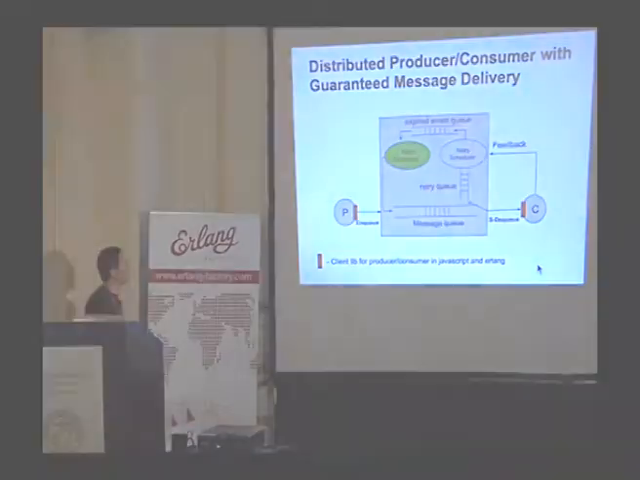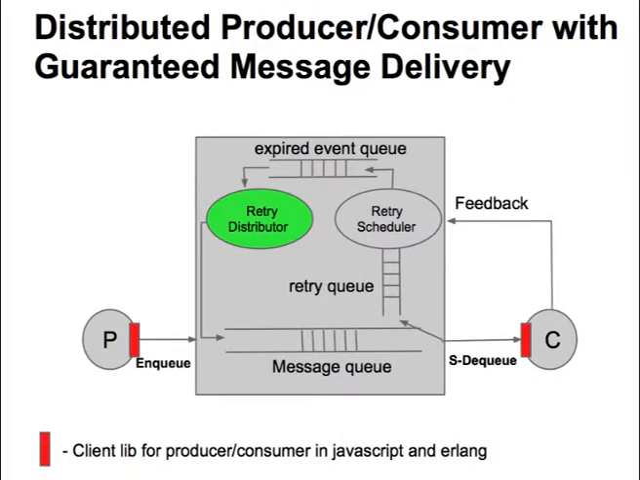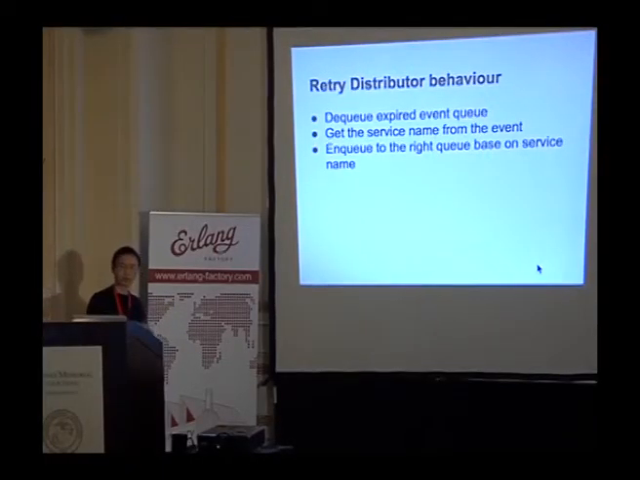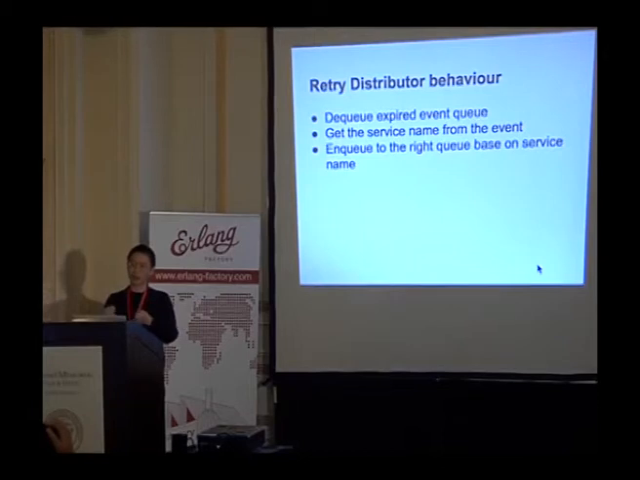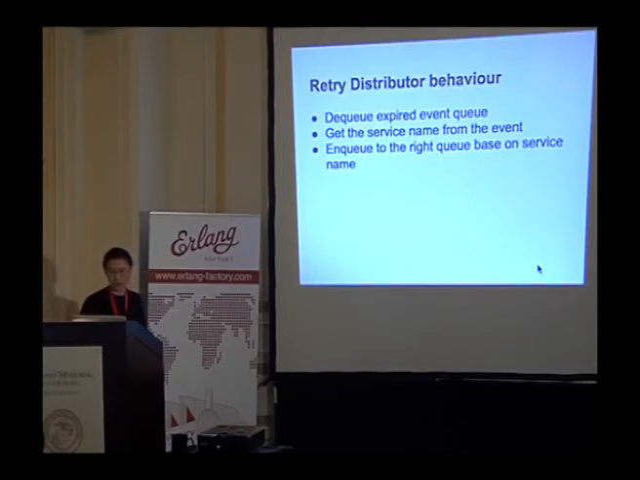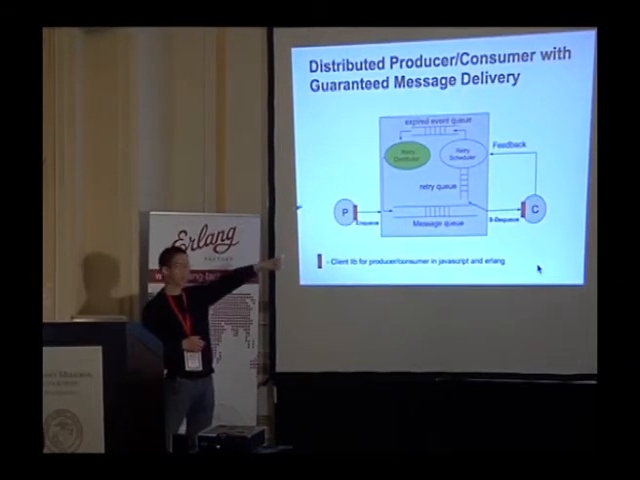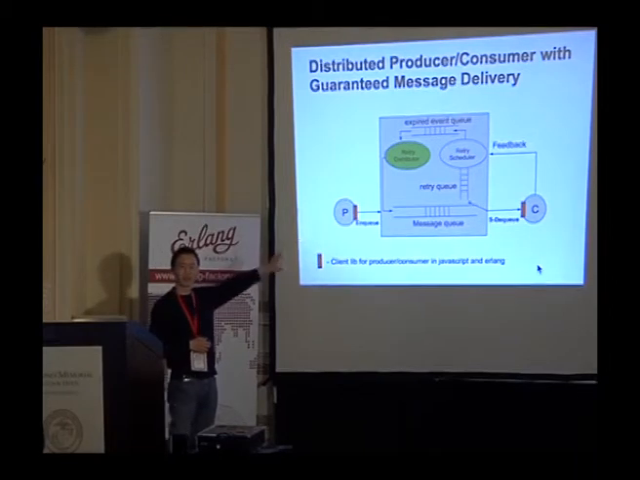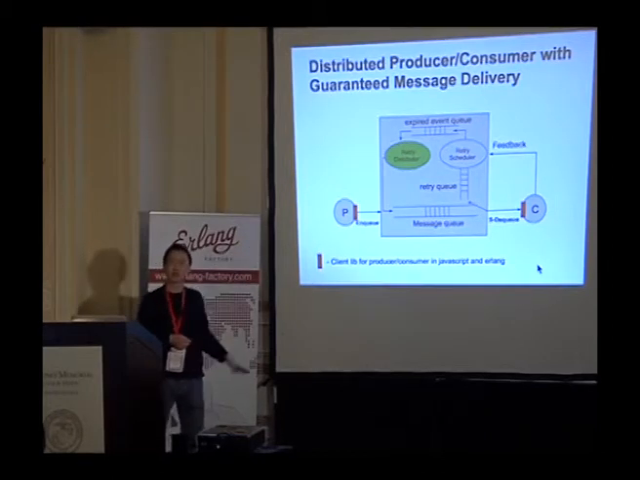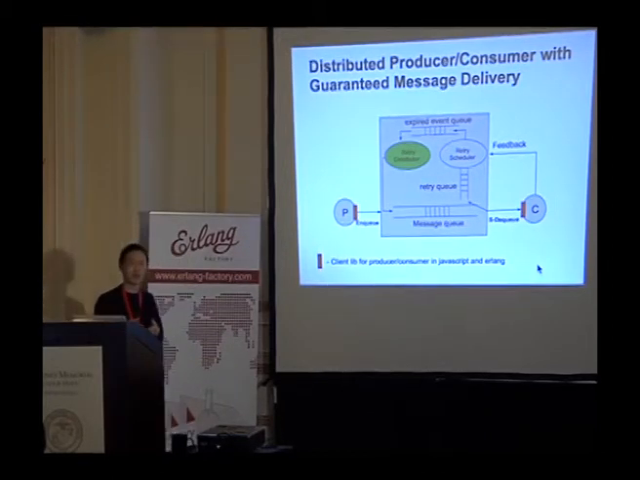Next is the retry distributor. The retry distributor is really a very simple operation. It simply DQs any expired event, then puts this message, based on the service name in the event, into the right consumer queue. Why do we need this one? In theory, the retry scheduler can put the message into the queue directly. There's really no need to add a second component as the retry distributor. But we feel this is cleaner.